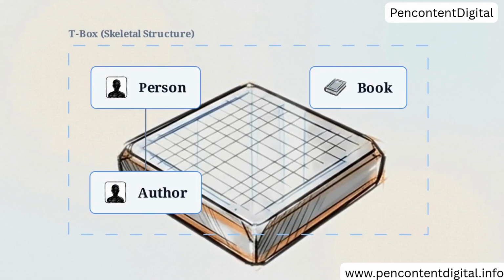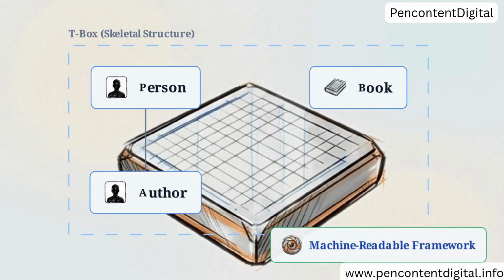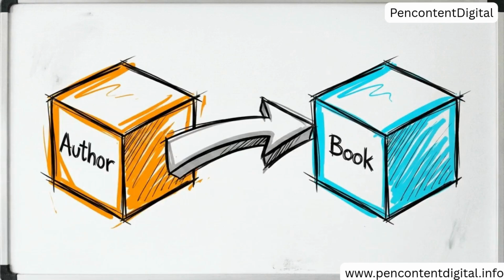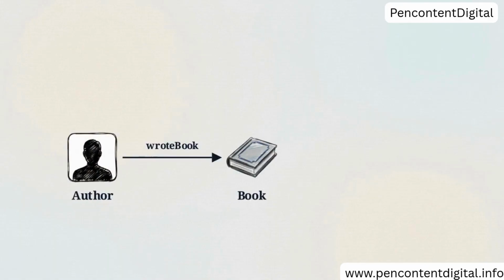Notice that we use strict naming conventions, like camel case with no spaces, to ensure the logical framework remains perfectly readable to a machine. With the skeleton in place, go to the Object Properties tab, so we can define how these core concepts interact with one another. By creating a property called Wrote Book, we link the Author class directly to the Book class.